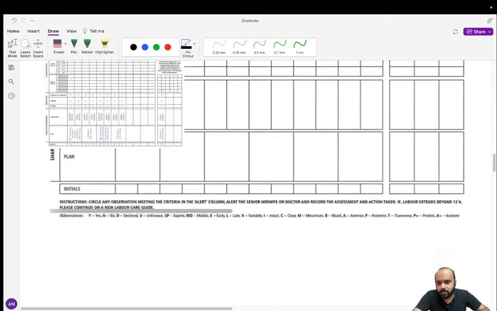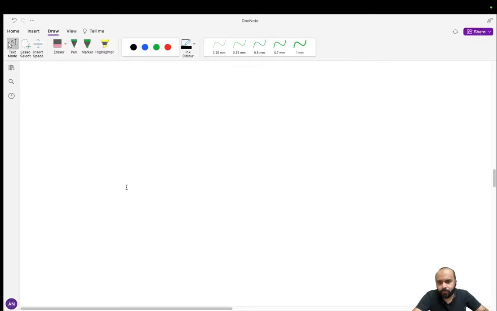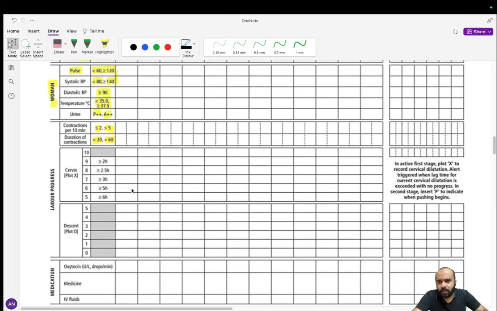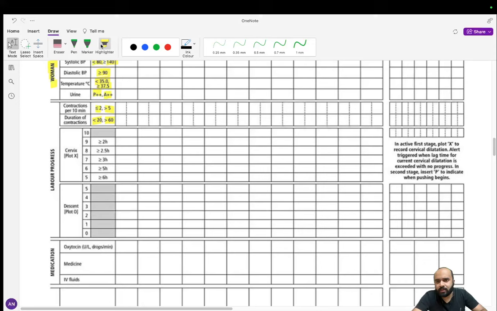Next, just take this chart downwards here. Next, I have my labor progress, the labor progress criteria, where I have to plot the cervix. Now, this is the most important change that I was talking about, the new understanding of labor that I had mentioned. I'll be talking about it at the end of the session.